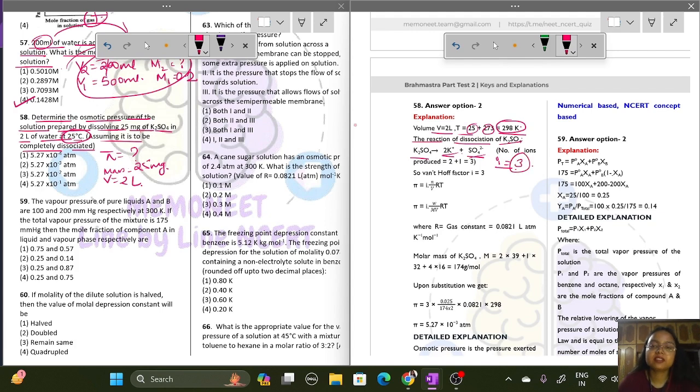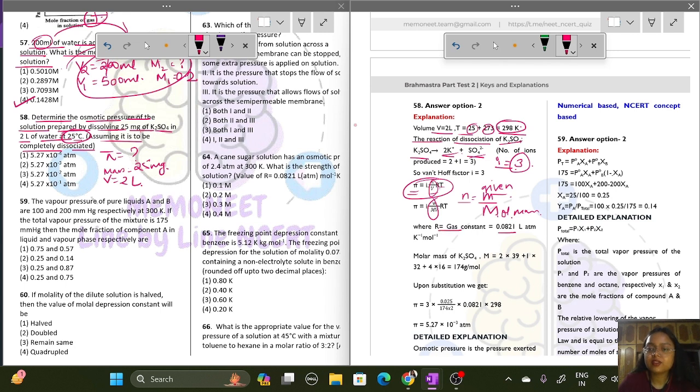Now we will use the osmotic pressure formula. So pi is equal to i into n by V RT. By this formula we are going to calculate the osmotic pressure. Other than n by V, we can also write w by MV, because number of moles is equal to given mass by molecular mass.